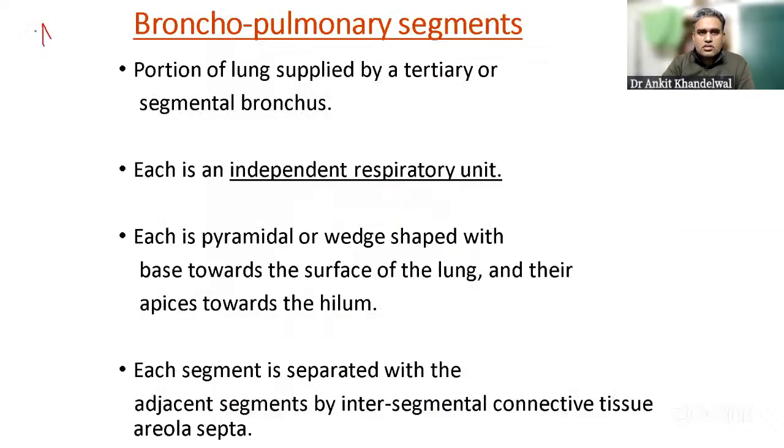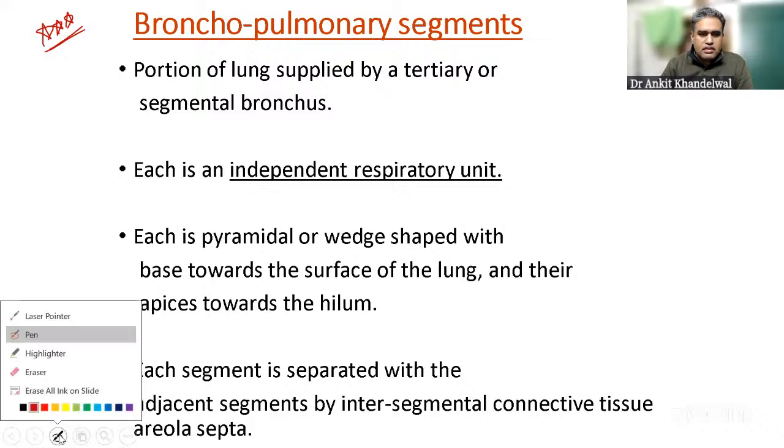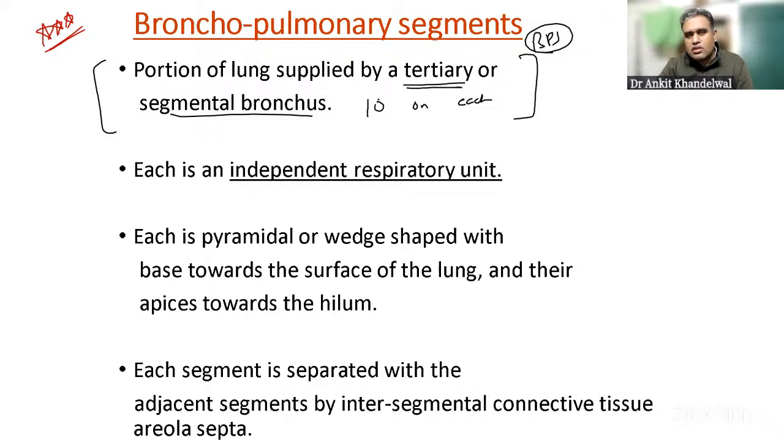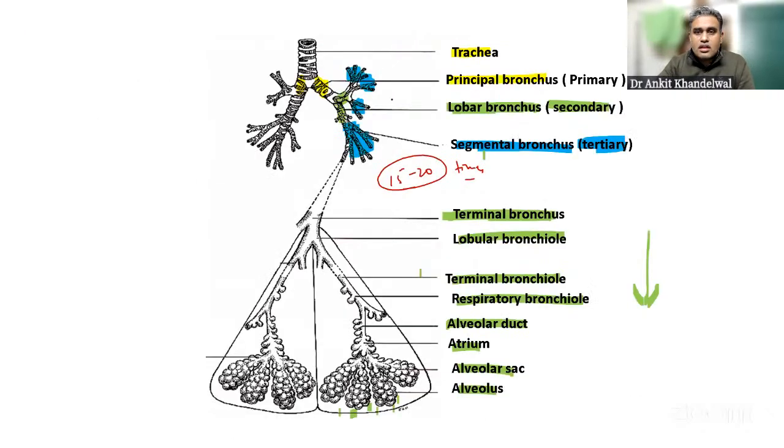The next question that can come as a short question is bronchopulmonary segments. It is a portion of the lung, very important. The definition should be in the very first line, crystal clear: portion of the lung supplied by a tertiary or segmental bronchus. So it is 10 on each side, 10 bronchopulmonary segments on the right lung and 10 on the left. They are supplied by tertiary bronchi, so how many tertiary bronchi are there? 10 on each side. How many secondary or lobar bronchi are there? Remember this: 3 on the right, 2 on the left. How many principal bronchi? One on the right, one on the left. Okay, got the point.